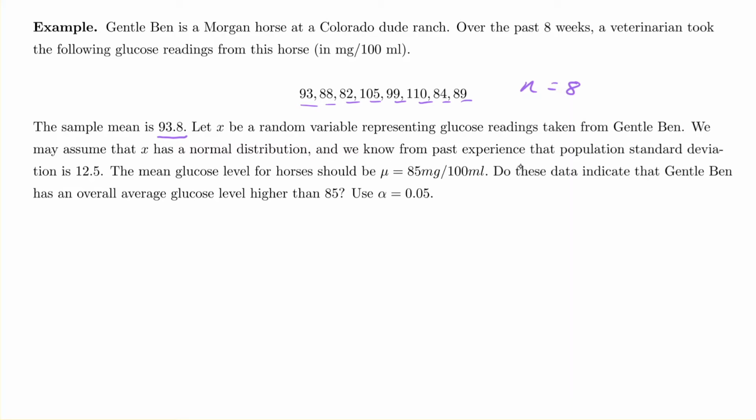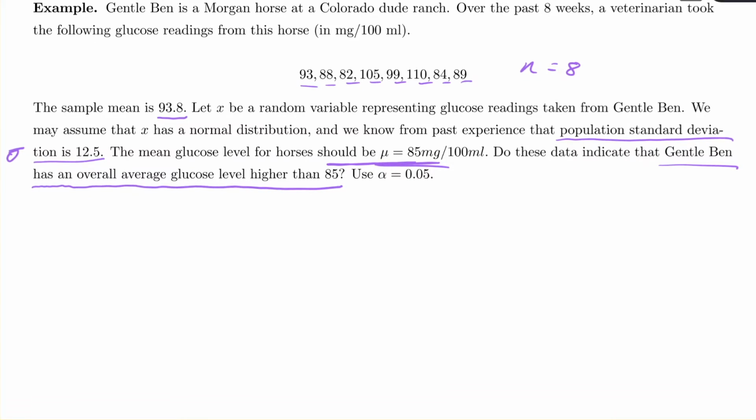We know from past experience the population standard deviation. This is very important, because if it is not given, we have to use something else, which we'll look at later. But here, the population standard deviation is given. The mean glucose level for a horse should be 85 milligrams per 100 milliliters. Do these data indicate that Gentle Ben has an overall average level higher than 85? So the question is, they should have 85, but does this data indicate otherwise? That's what it's asking. So let's set up the null and alternative hypothesis.